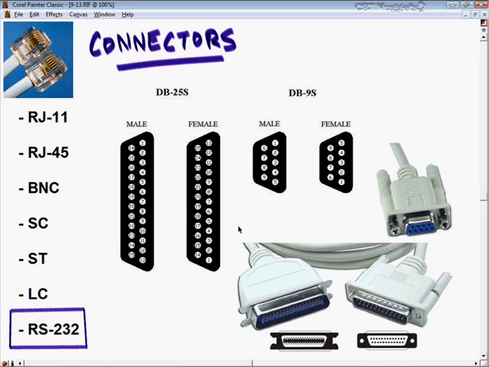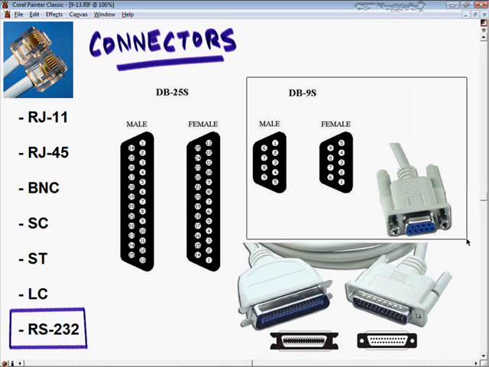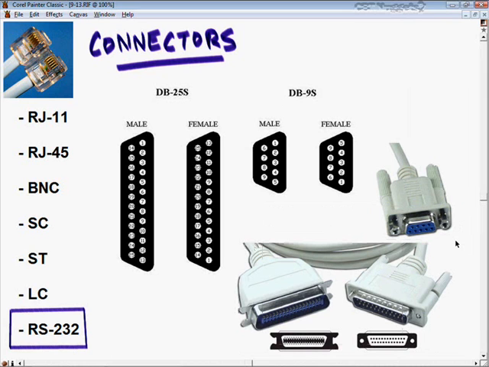Here's a common example of the DB25S down here. The male and the female, the DCE and DTE side. The male can be DCE or DTE. It just depends on the cable. Here's the DB9, which has 9 connectors on it. This is also part of the RS-232 series.